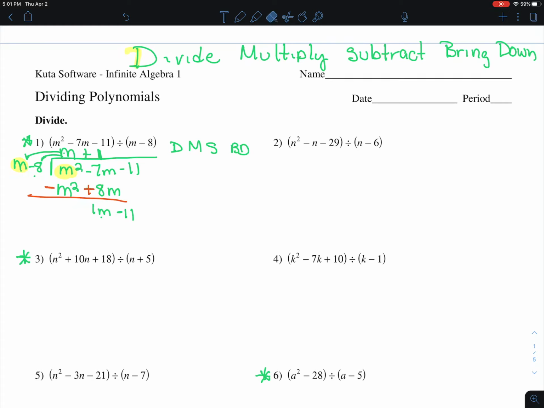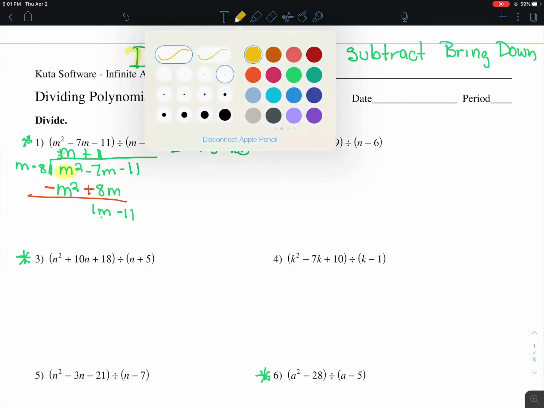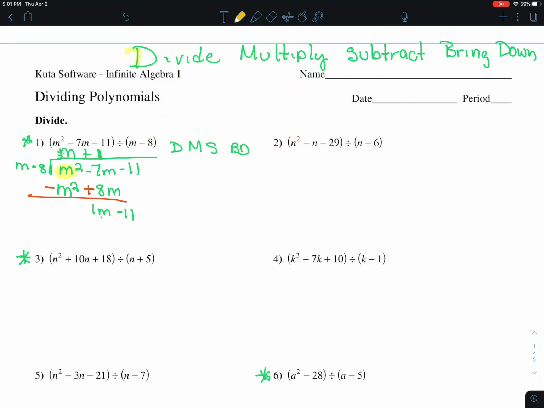Now I am going to multiply what that looks like, m minus 8. I'm going to multiply 1 times m minus 8. So I'm going to multiply this 1 times m, and I'm going to multiply this 1 times -8. And that gives me m minus 8.